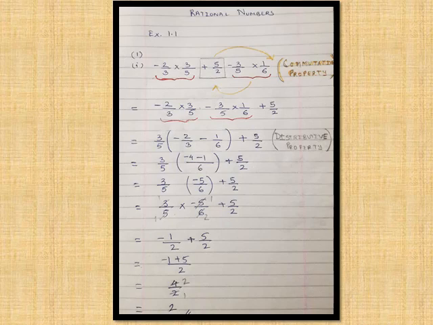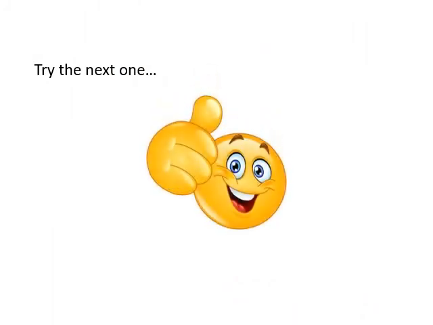Now we have a fraction 4 upon 2, which can be further divided using the table of 2. 2 ones are 2, 2 twos are 4. The answer is 2. You can try the next one out.